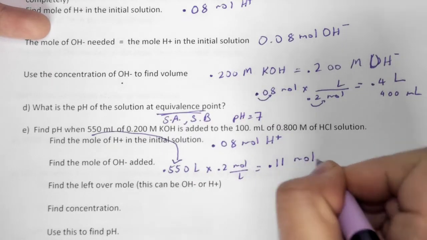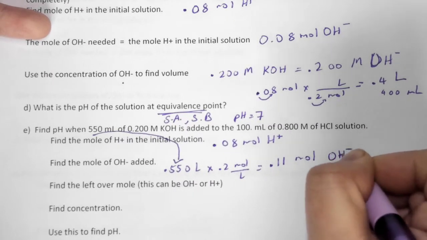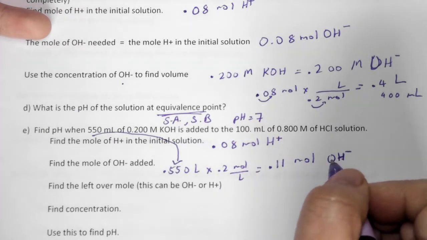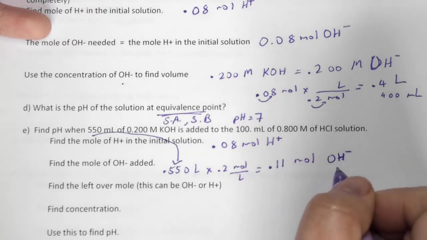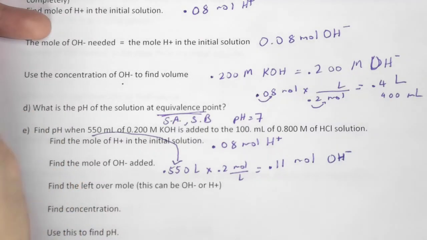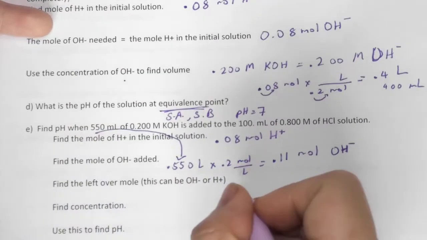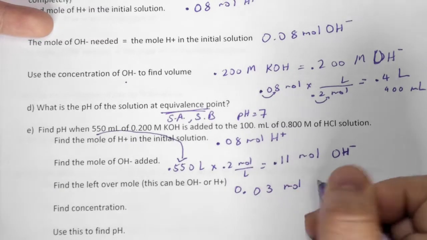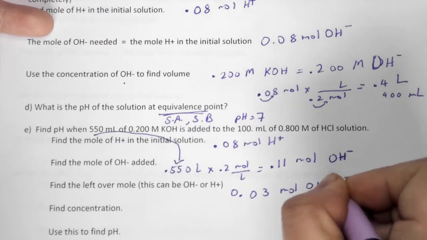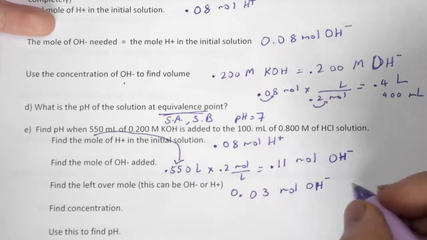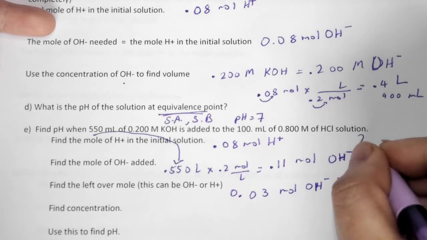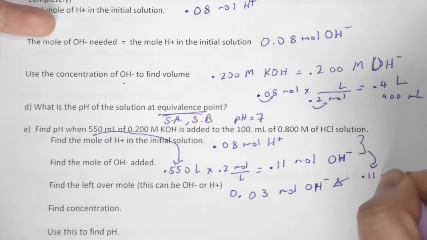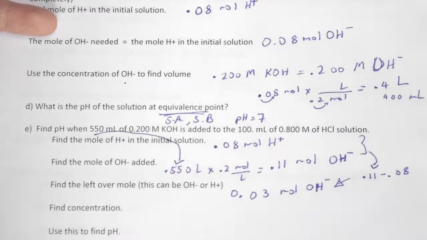That's going to be mole OH minus. Okay, so you can see the leftover. You have more of this. So we're going to have more of this, 0.03 mole of OH minus. Okay, how do I get that number? I subtract these two. So that means I just did 0.11 minus 0.08, if you're wondering.